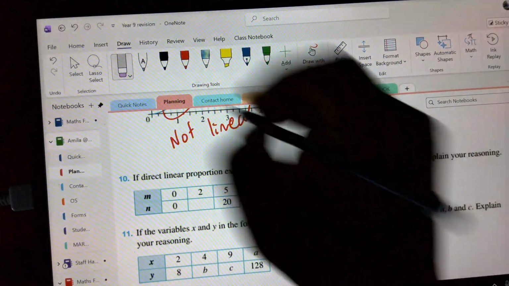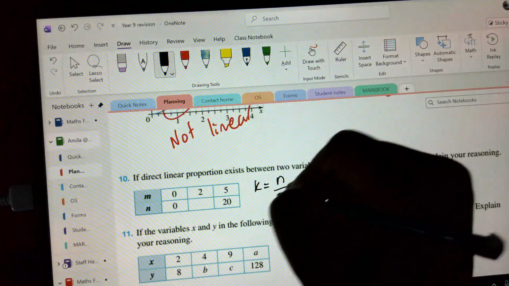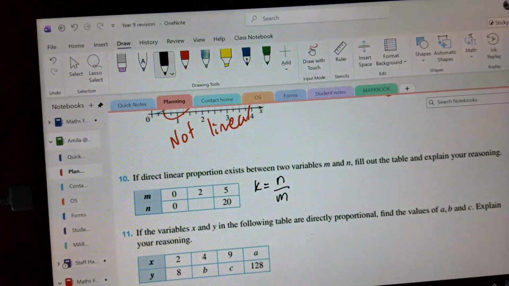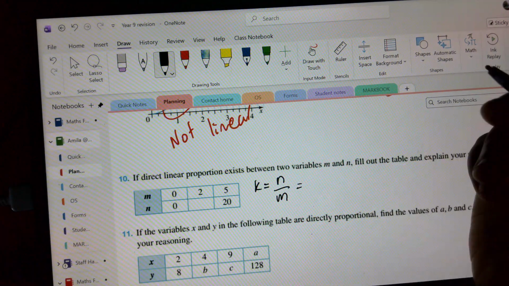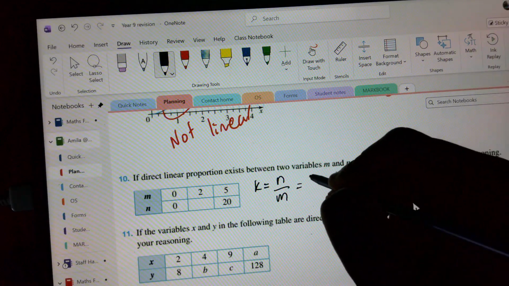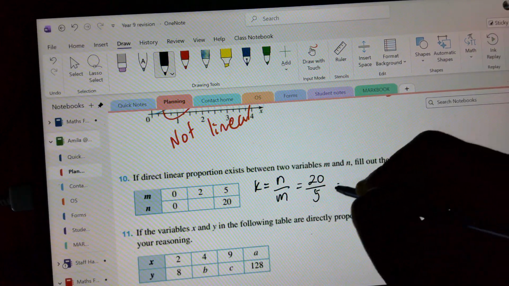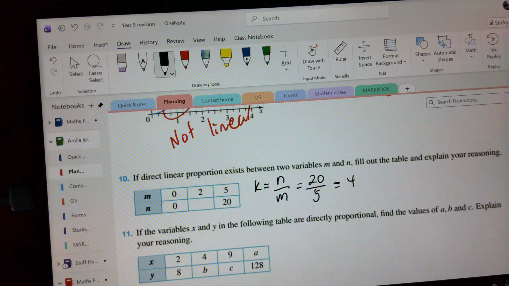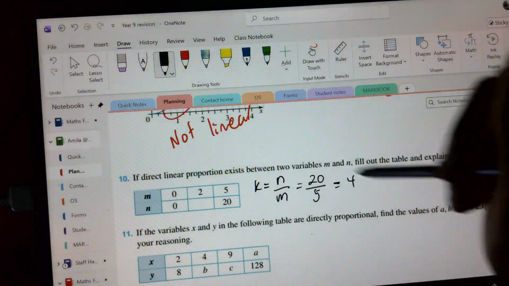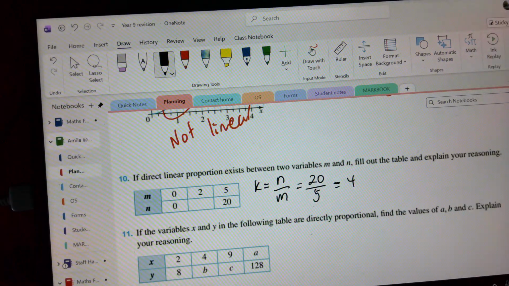And I wrote the long letter. N divided by m. So, to find our missing value, I'm going to take the values that I know, 20, and I'm going to divide it by 5, which gives me 4. Again, I'm going to ignore 0, 0 because that is the origin. If it doesn't start there, we know that it's not directly proportional, or it might not be directly proportional.